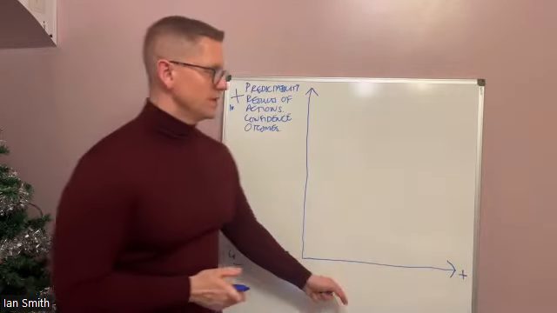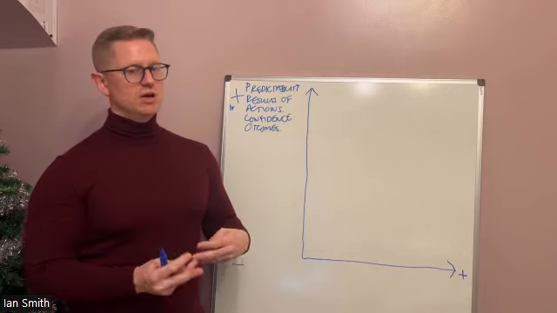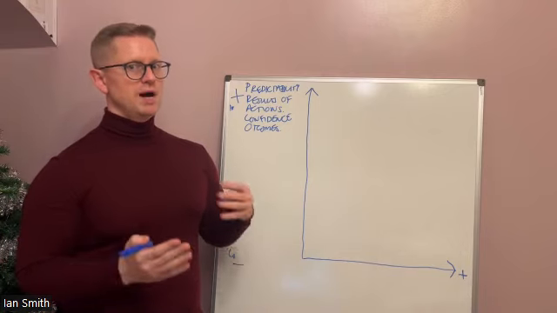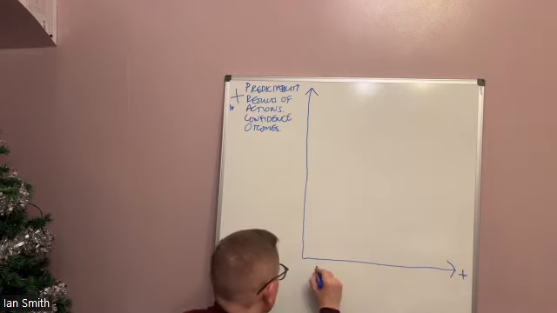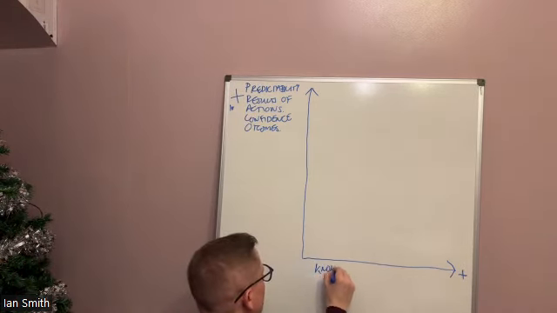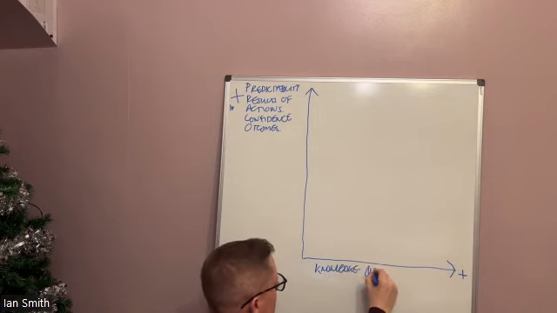This end of the scale is understanding the level of knowledge and available data. So how much you currently know about the situation. So we'll call this knowledge and available data.